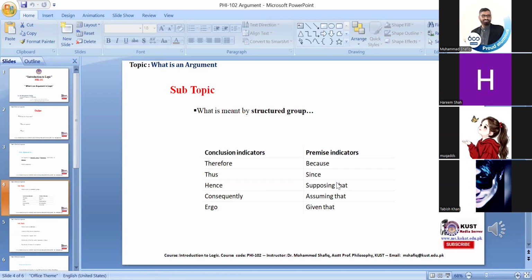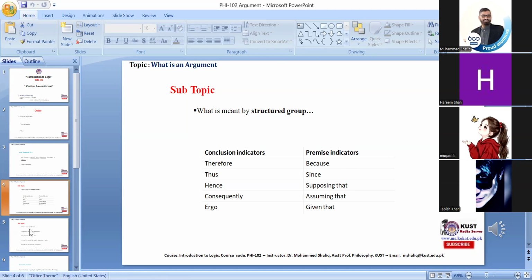Since the teacher is not coming, thus there is no class. Or supposing that the teacher is not coming, there is no class. Assuming that, given that, all these kinds of terms when used in a proposition are premise indicators, while these other terms indicate that the proposition is a conclusion.